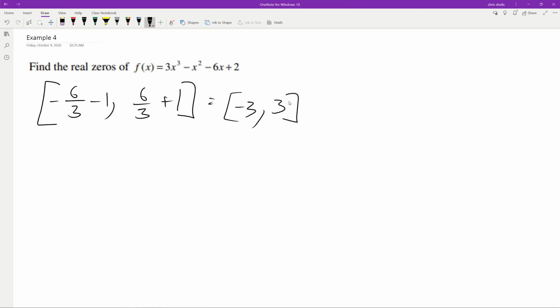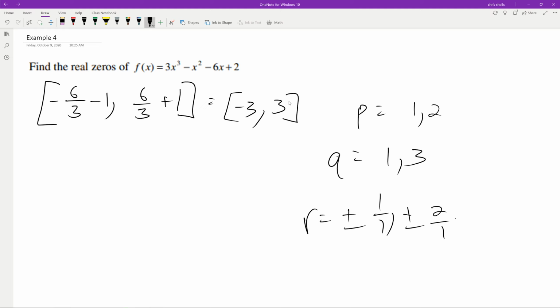For my rational roots theorem, all the factors of 2 are 1 and 2. All the factors of 3 are 1 and 3. So r is plus or minus 1 over 1, plus or minus 2 over 1, plus or minus 1 over 3, plus or minus 2 over 3.